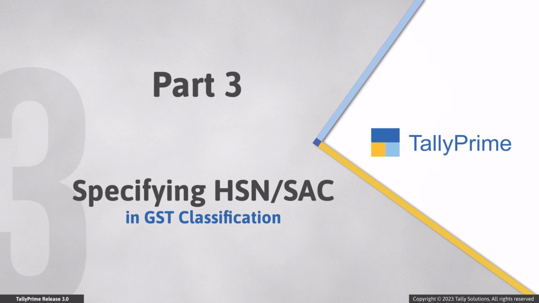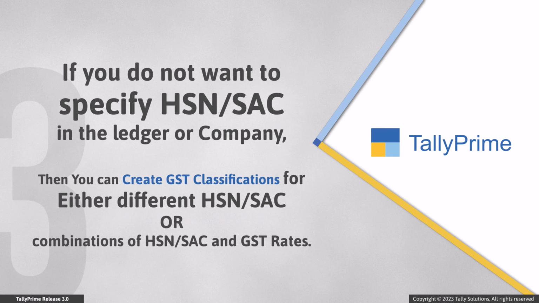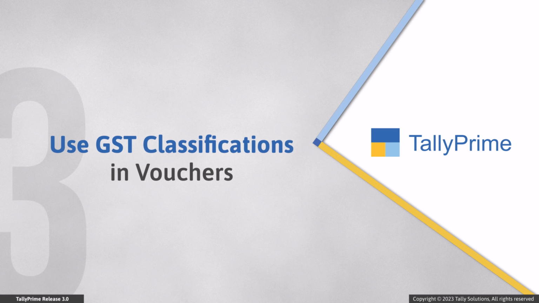Now, let's see how to use GST classifications to ensure that your vouchers don't get into the Uncertain Transactions, Corrections Needed section. If you do not want to specify HSN or SAC in the ledger or company and want to specify during voucher creation, you can create GST classifications for either different HSN or SAC or combinations of HSN or SAC and GST rates. Thereafter, you can use the same in the voucher.